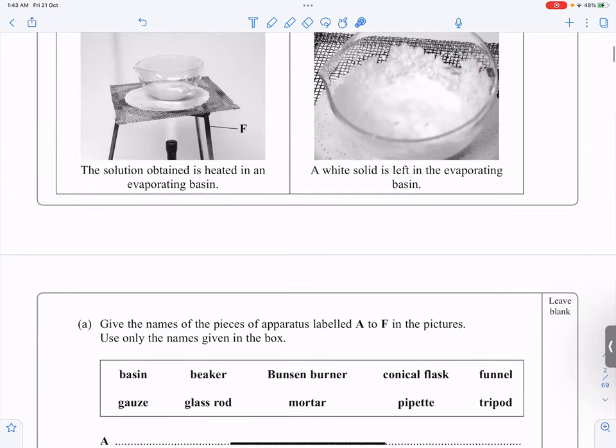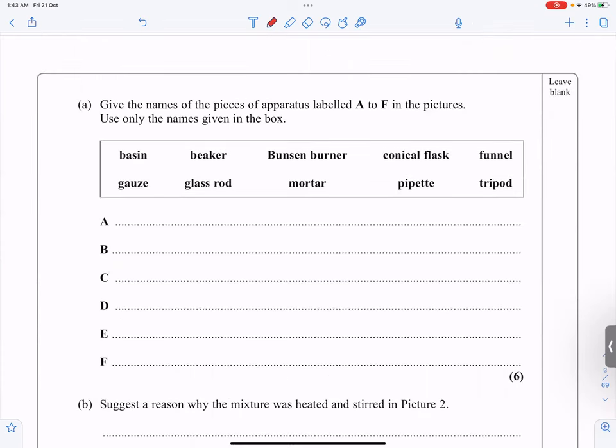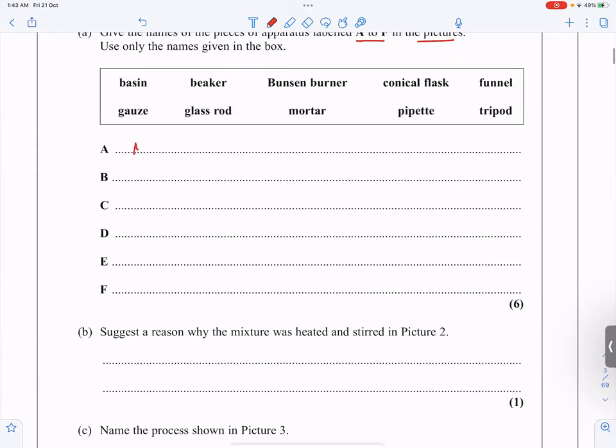Give the names of the pieces of apparatus labeled A to F in the pictures. Use only the names given in the box. A is the pestle and mortar, B is the glass rod. C is the beaker. D is the filter funnel. E is the conical flask. F is the tripod.